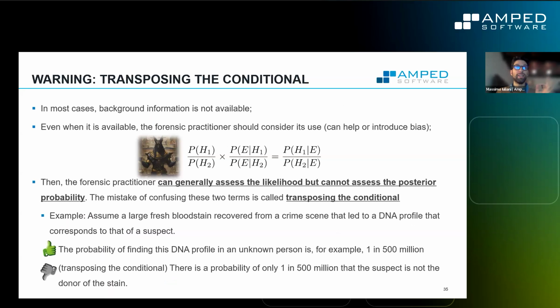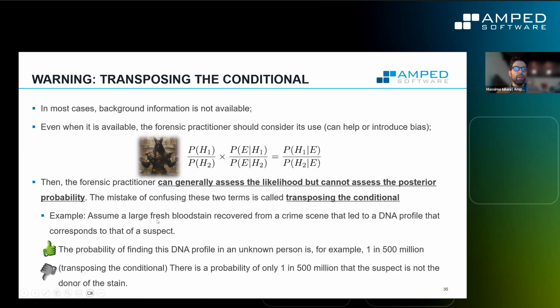remember that we cannot assess the posterior probability. We can only compute the likelihood ratio. And we have to remember that in the expression, we must not fall into the error of transposing the conditional. That is, computing the likelihood ratio and expressing the posterior probability. This is a very easy example of expression. One is correct, the other is wrong by transposing the conditional.